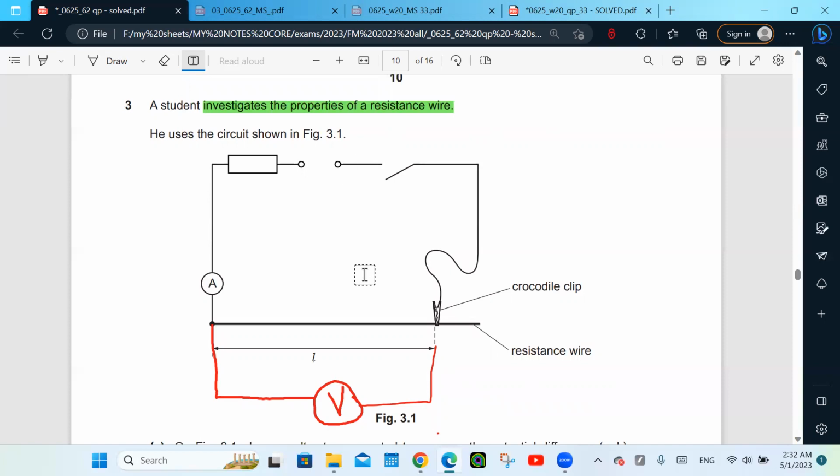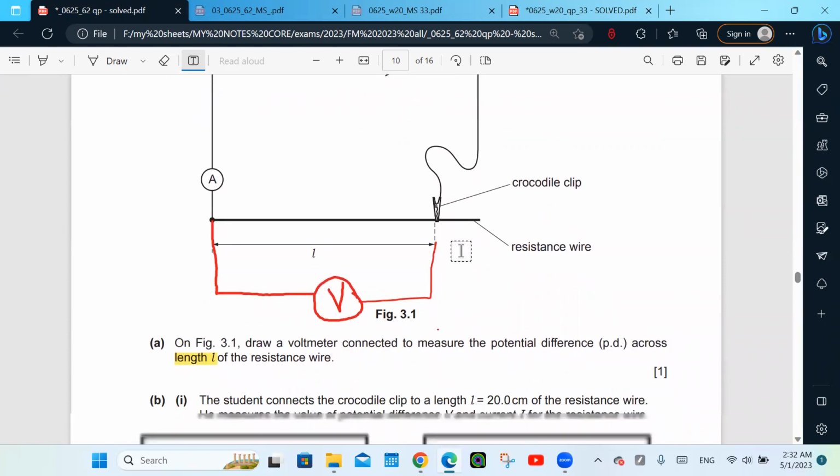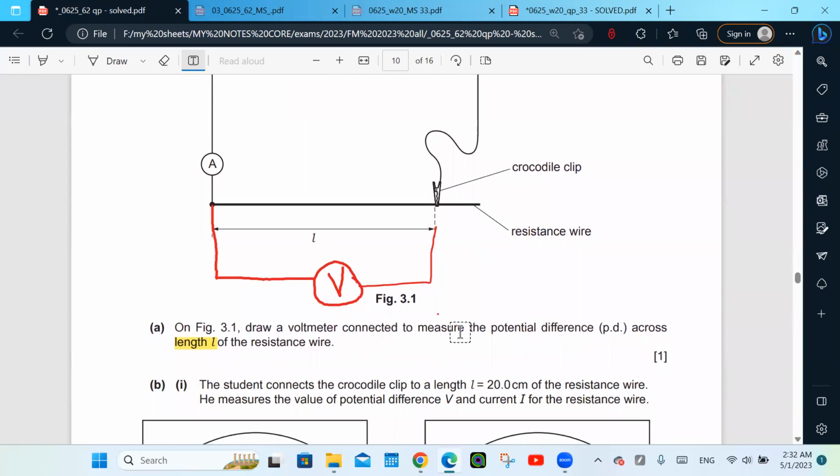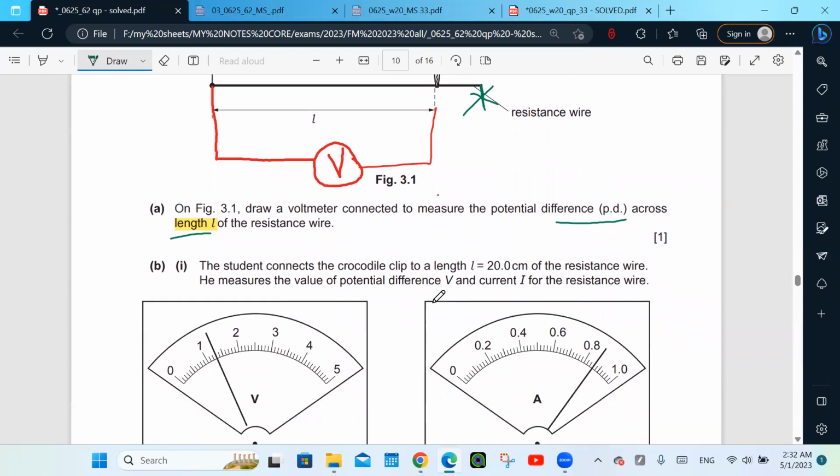He uses the circuit as shown in the figure. On the figure, draw a voltmeter to measure the potential difference across the length of the resistance wire. So be careful, guys. You cannot put the voltmeter at the beginning of the wire because this is wrong. If you put it from this beginning, it will be a wrong answer because the question asks about the potential difference across the length only of the wire, which starts from the crocodile paper clip until the other terminal or the other point in the circuit. Okay.